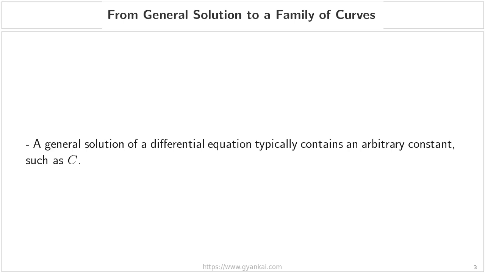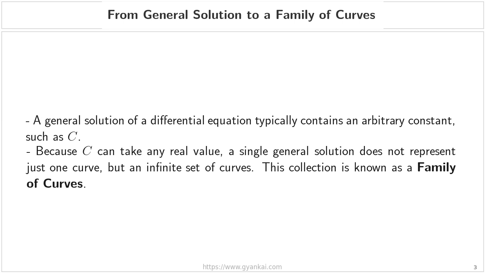From general solution to a family of curves. When you find a general solution, you'll notice it typically includes an arbitrary constant, which we usually denote as c. Because this c can be any real number you can imagine, a single general solution doesn't just represent one single line on a graph. Instead, it represents an infinite set of different curves, all following the same underlying rule. In mathematics, we refer to this entire collection of possible graphs as a family of curves.